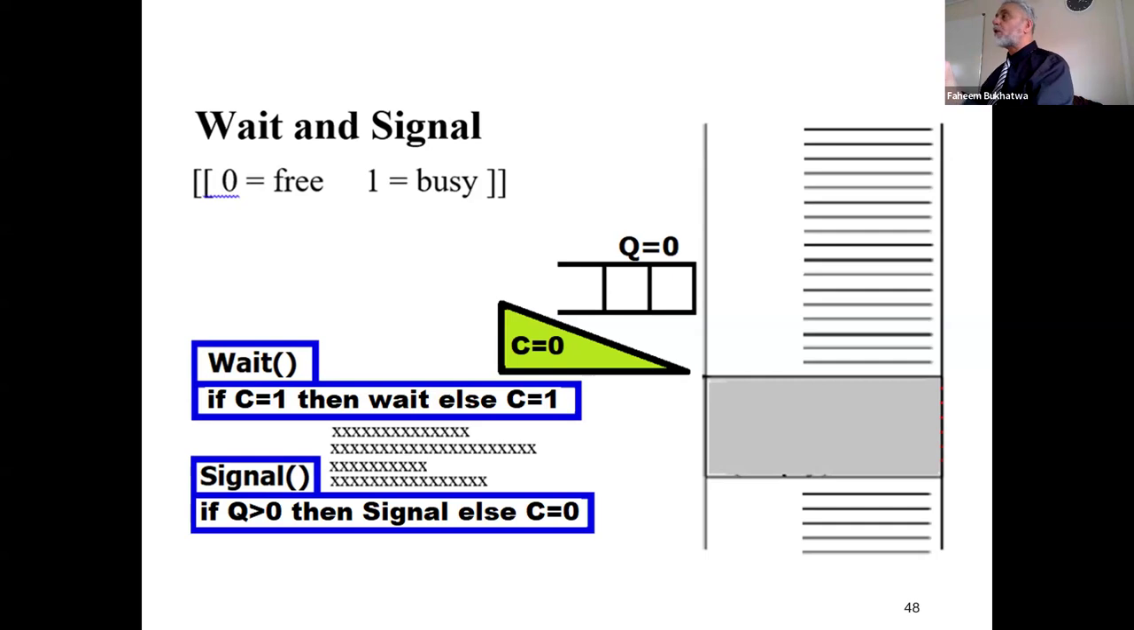So if you ever write a program, don't use that approach. While C is less than something, you keep checking. Don't do that. Just do an if statement. If it's not there, I'm going to go sleep. I'll use nothing. Wake me up when it's available. The operating system will wake you up. So this is what they decided to do at the end.